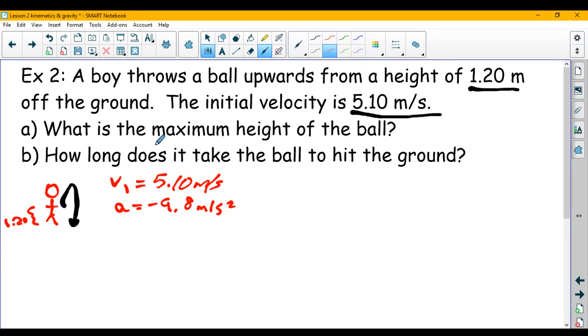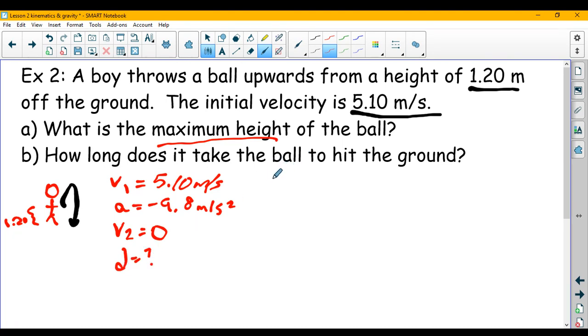It asks at the maximum height. So I want to know the maximum height of the ball, which means I only want to know how high up it goes. At that top, V2 is going to be 0 because the ball will stop momentarily before it turns around. It's really fast, faster than you can really think about, but it is actually stopping before it comes back down. This gives me my 3 pieces of information, and I want to know what D is. What is the distance that it goes up?